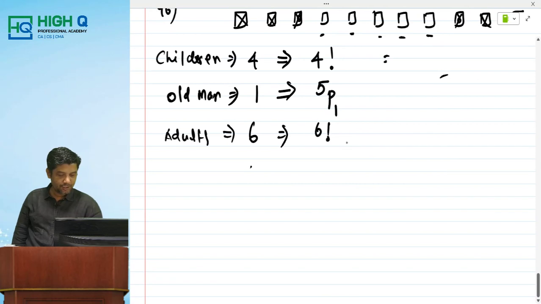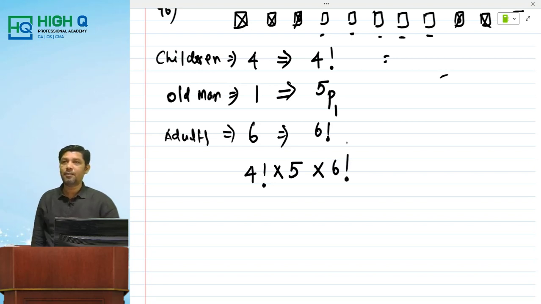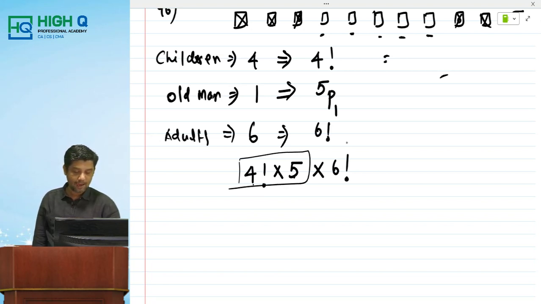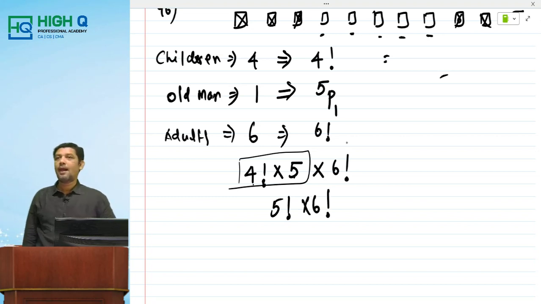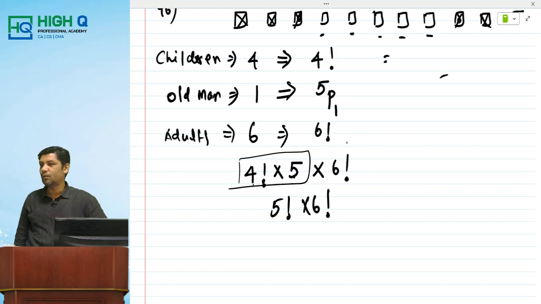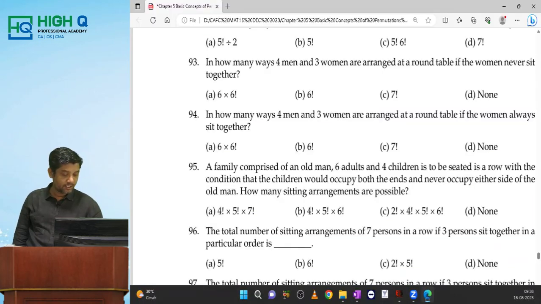Look at this. Children can be accommodated in 4 factorial ways, and old man can be accommodated in 5 ways, and adults can be accommodated in 6 factorial ways. Am I right, my dear? This is the answer. Not either or, it is and only, na? So 5 into 4 factorial, can we write as 5 factorial, my dear? 5 factorial into 6 factorial will be the answer. What is the option? None of these.